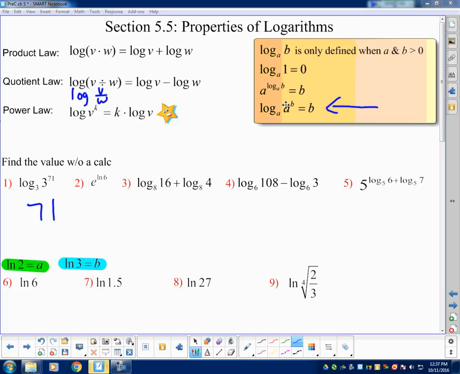That's it. And which one does the next one fit here? Third one, yeah, it's fitting this one right here. So we have, instead of A, we have E. Instead of log base A, we have log base E, right? And so this is telling me that this must be 6.